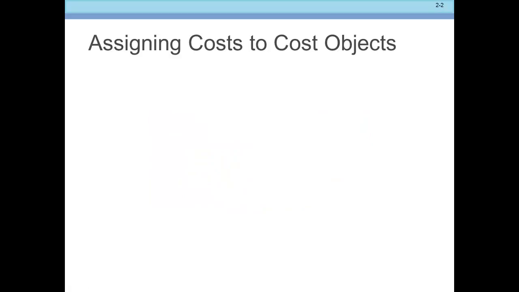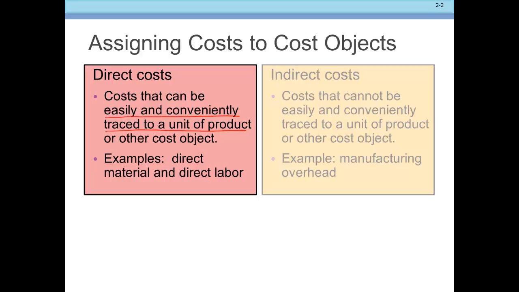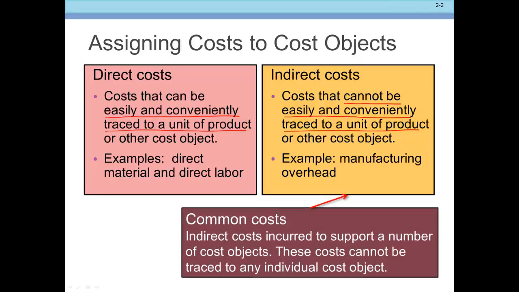In a manufacturing environment, we have two types of production costs. Direct costs can be easily and conveniently traced to a unit of product. Some examples of direct costs would be materials and labor used to build a car. Indirect costs are costs that cannot be easily and conveniently traced to a unit of product. An example might be the electricity bill for a production facility. We can't easily trace that cost to a specific item of production. These are often called common costs because they support a number of cost objects or things we are producing.